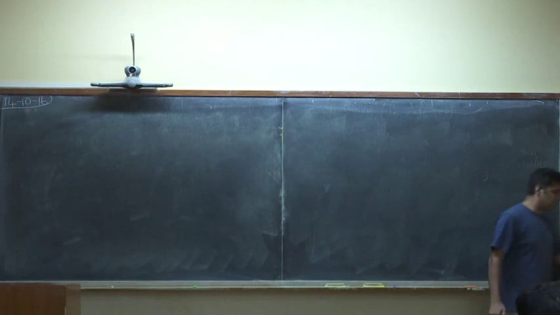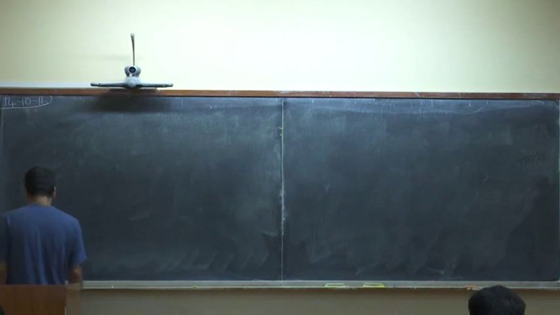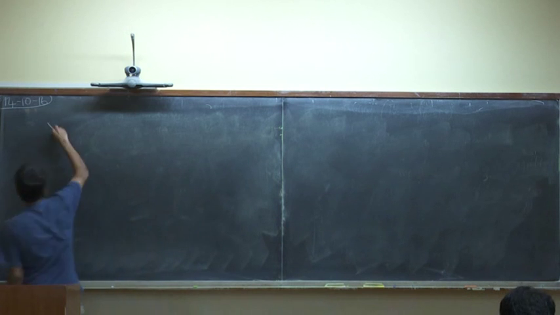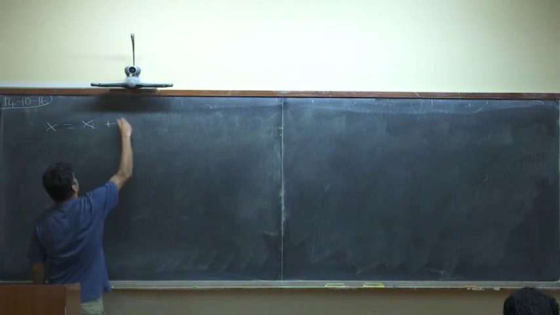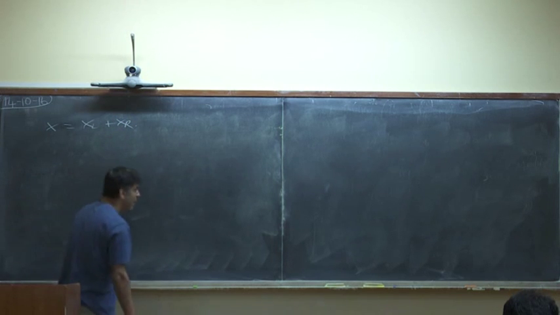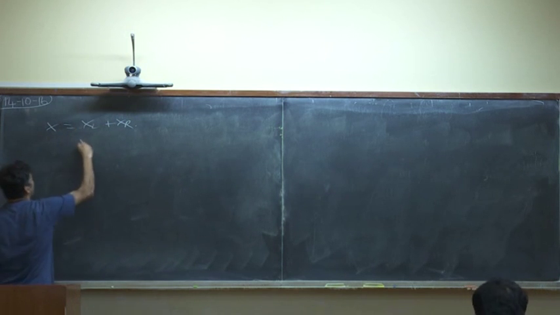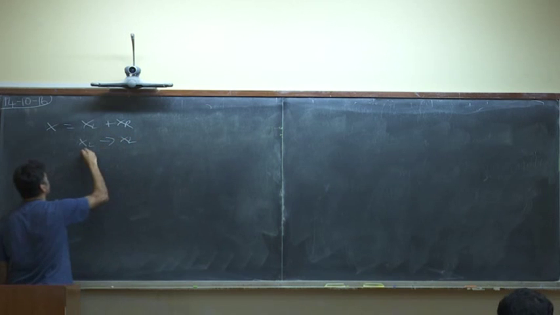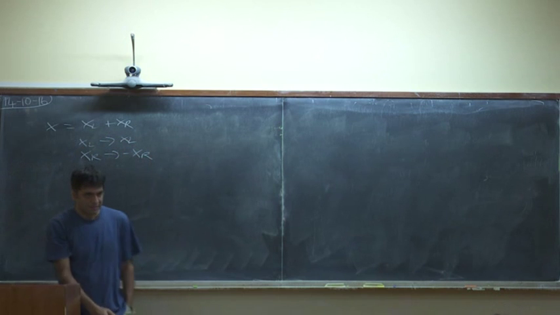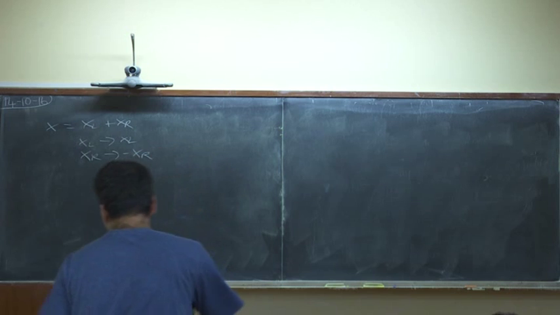In today's class, we're going to talk about the duality of open strings. The first thing to remember about the duality is that if you write x equal to x left plus x right, duality is the interchange where x left goes to x left, and x right goes to minus x right. This we've discussed before and is the best way of thinking about it.